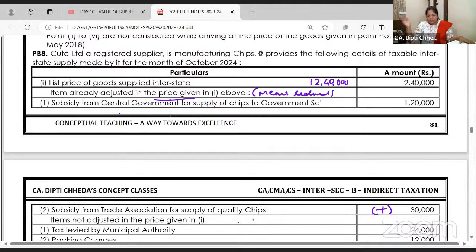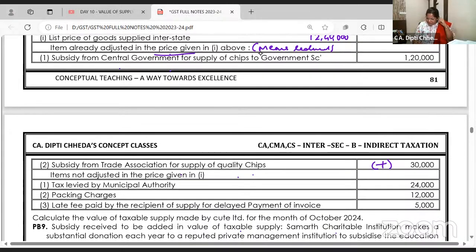Adjusted means reduced. उन्होंने already निकाल दिया subsidy, but they removed all the subsidy. Central government subsidy, bye bye. You are out of transaction value. Private charitable trust and NGO, please come in. So add. Items not adjusted, municipal tax. So add it. Packing charges, add it. Late fees paid by the recipient, add it.